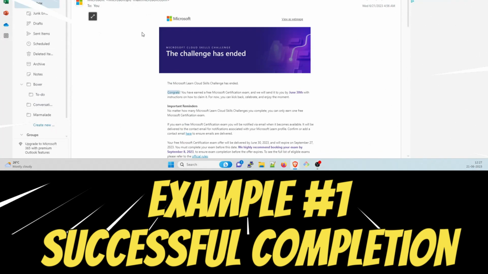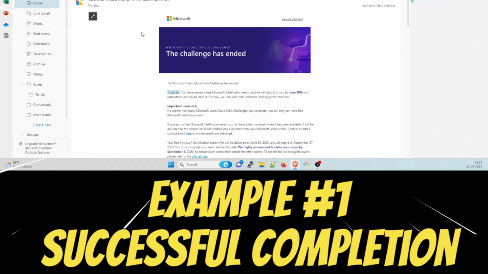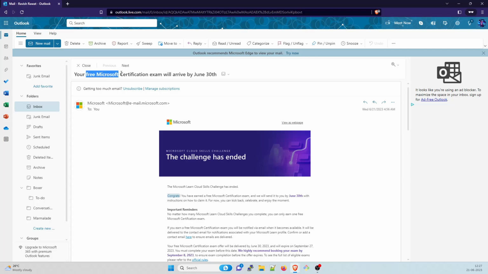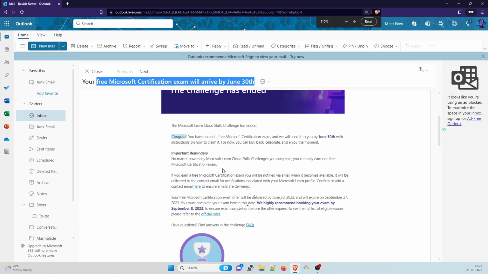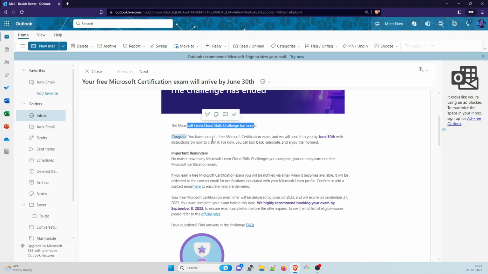Okay, so I'm going to show you two examples. So this is the first example, in which it is saying your free Microsoft certification exam will arrive by June 30th. So June 30th is the date your exam certification will arrive. So it is saying the challenge has ended, and it's saying congrats, and you can see the confetti over here. So the Microsoft Learn Cloud Skill Challenge has ended. You have earned a free Microsoft certification exam and we'll send it to you by June 30th. So around 9 to 10 days are still there.